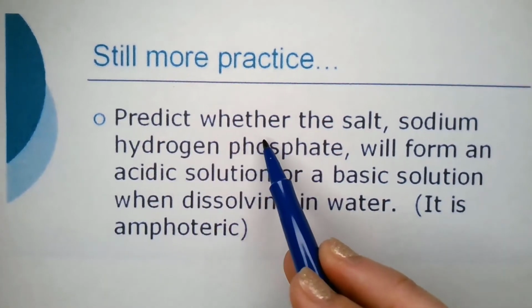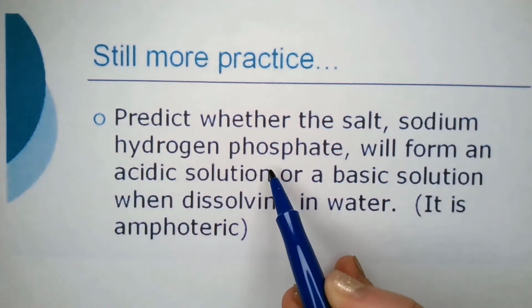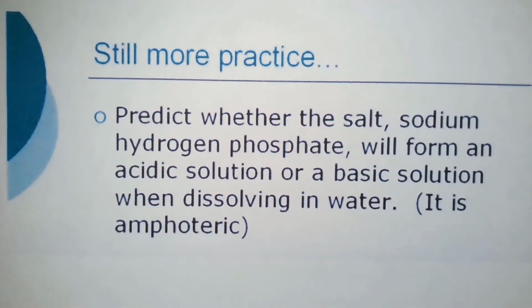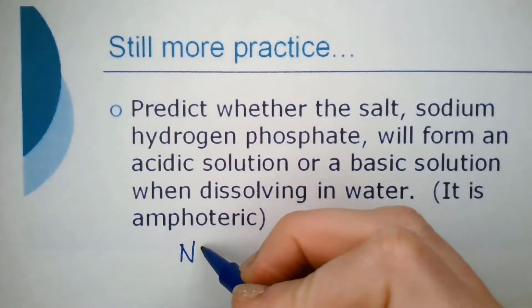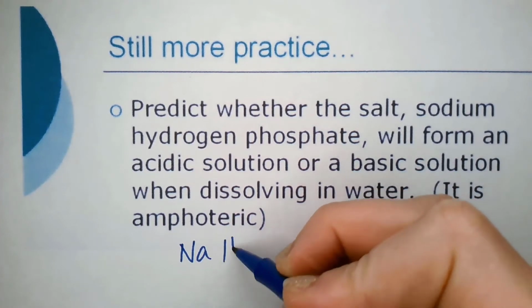All right, let's look at our last practice problem. Practice, practice, practice. That's how you're going to get this. So we want to predict whether the salt, sodium hydrogen phosphate, will form an acidic solution or a basic solution when dissolving in water. And it's telling us that it's amphoteric, so it can act as an acid or base. So we're going to need to do both when we're solving this.